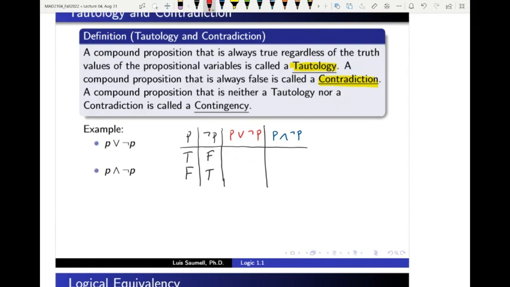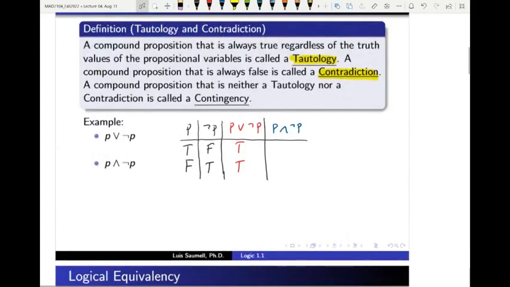So remember, OR is true if at least one of them is true. It's false only when both are false. That's not the case here, so this is true and true. And then what's the other operation? The last one is AND. When is AND true? When both sides are true. That doesn't happen here, so we get false, false. So it's right here. It's what we call a tautology.